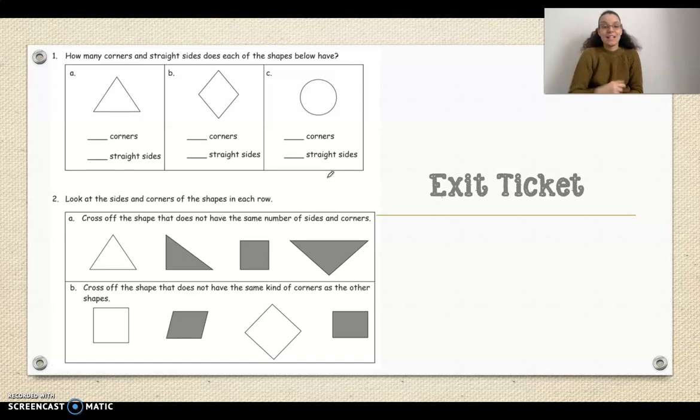When you're done, number 2 says, look at the sides and corners of the shapes in each row. Cross off the shape that does not have the same number of sides and corners. Remember, it does not have the same number. So look at all of those shapes and cross out the one that does not have the same number as the rest of them. B, cross off the shape that does not have the same kind of corners as the other shapes in the box.